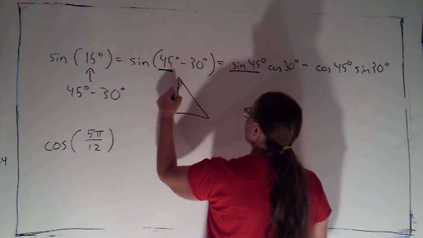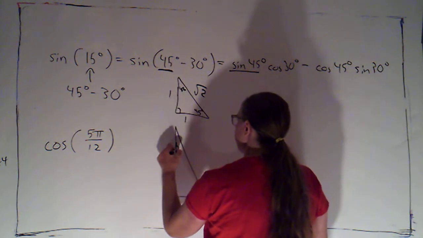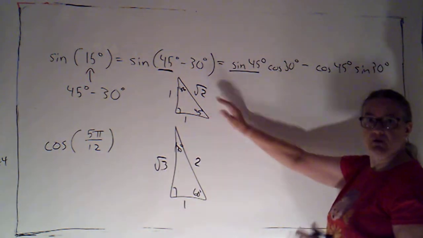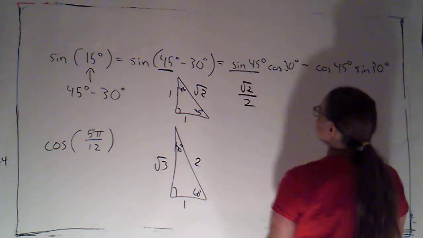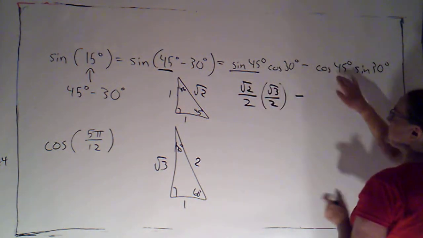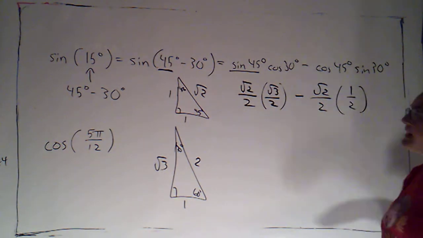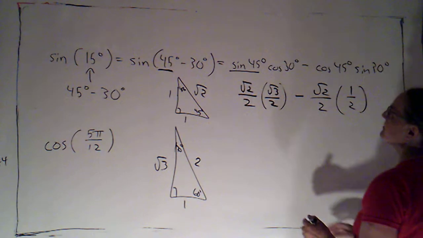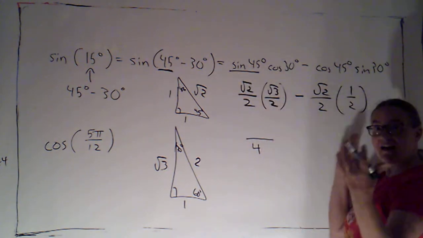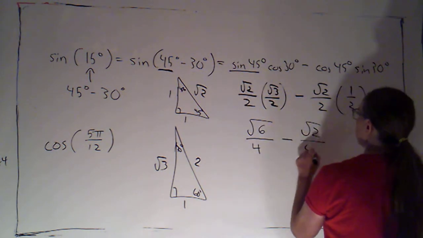I can do that. I'm going to just quickly draw my 45, 45, 90, and my 30, 60, 90. So sine of 45, that's 1 over root 2, and I've rationalized that enough to remember that that's root 2 over 2, times cosine of 30 is root 3 over 2, minus cosine of 45 is also just root 2 over 2, and sine of 30 is 1 half. Now, I do have a little bit of arithmetic to do. I multiply fractions by multiplying the tops and the bottoms, so the bottom is just 4. When I'm multiplying roots, I can just do the multiplication under one root. That becomes the square root of 6, and then minus root 2 over 4.